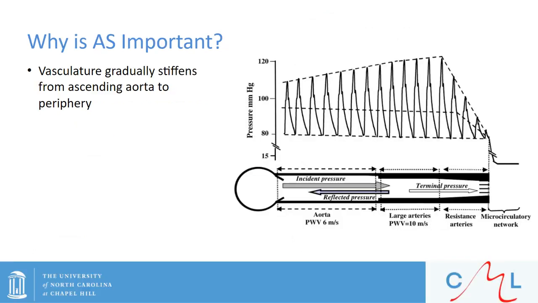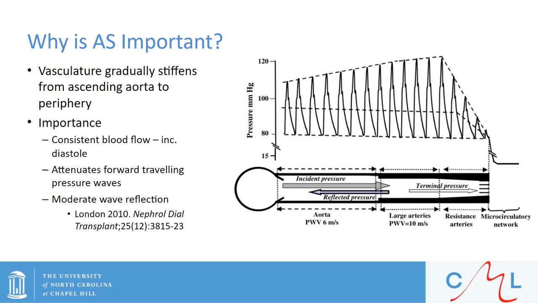Now, coming back to arterial stiffness, I mentioned the aorta, but more generally speaking, why is arterial stiffness important? Well, if we take a closer look, we see that the vasculature gradually stiffens between the aorta and the peripheral blood vessels. This is important because this stiffness will help to ensure consistent blood flow, including during diastole. This will also help to attenuate the forward traveling pressure wave, which we'll come back to, and it will moderate wave reflection, which are the waves that are reflected back towards the heart.